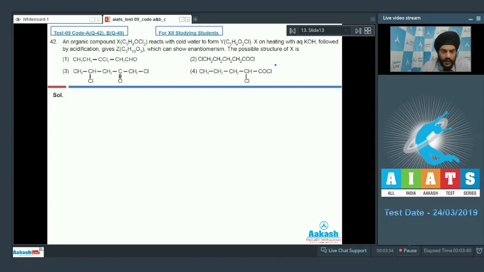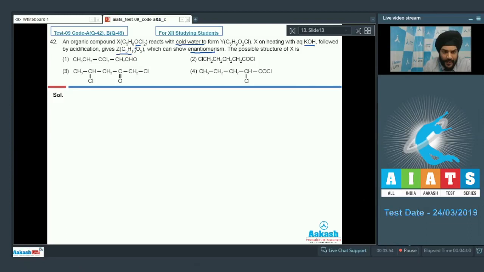Question number 42. An organic compound X, C5H8OCl2, reacts with cold water to form Y, C5H9O2Cl. X on heating with aqueous KOH followed by acidification gives Z, which can show enantiomerism. The possible structure of X is.